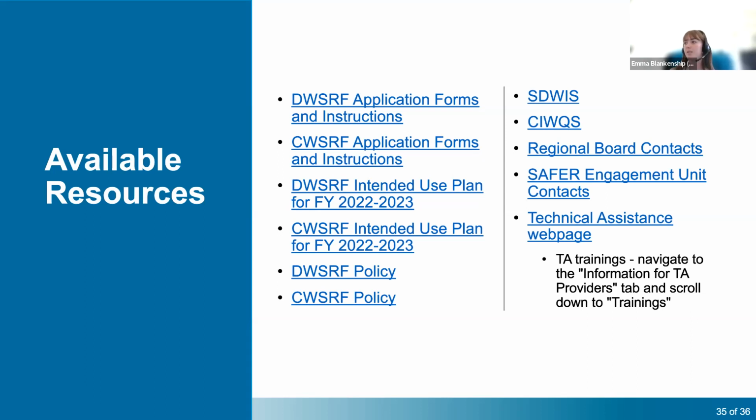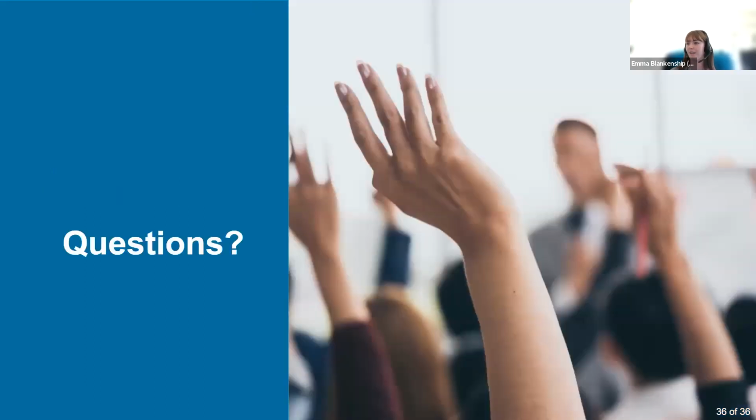We have a link for SIDWIS if you're looking for information on a water system, as well as SWRCB, which will give you any information on a wastewater facility. We also have links to the maps for the regional board contacts and the safer engagement unit contacts. And lastly, just a link to our technical assistance webpage, where you can access any previous trainings that we've done. You just have to navigate to the information for TA providers tab and scroll down to trainings. And that is all that we have.